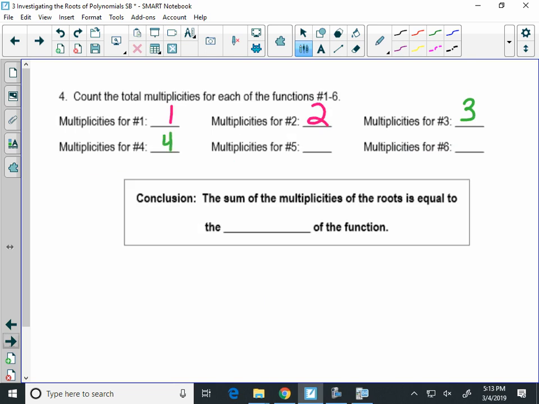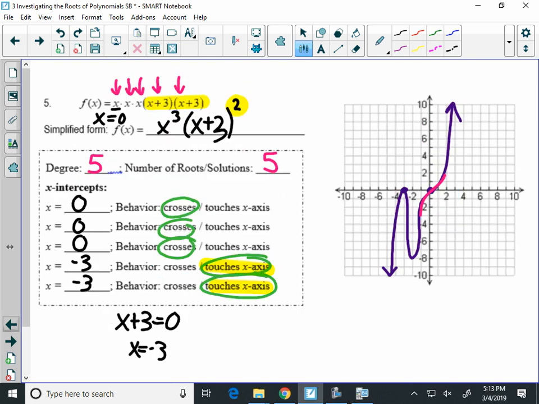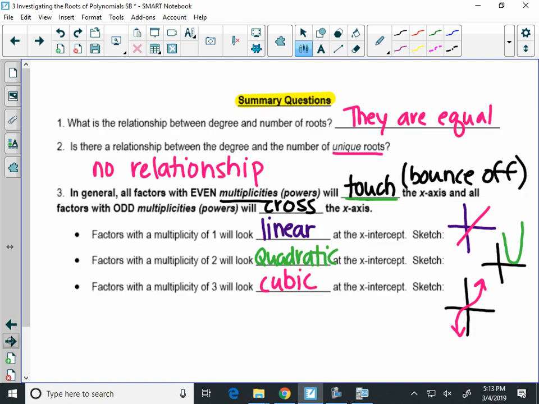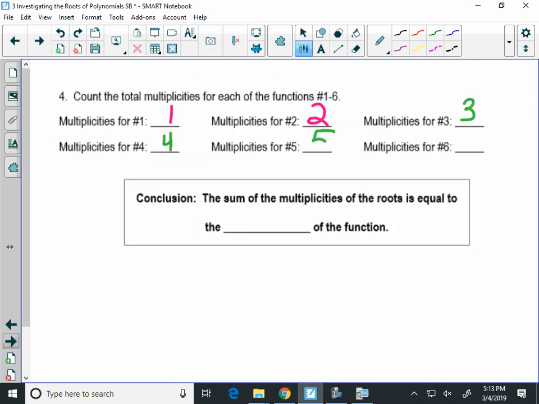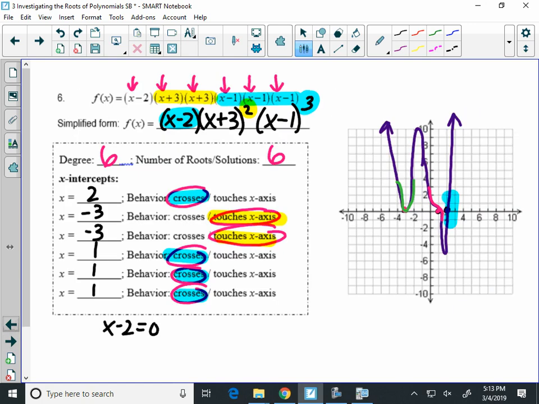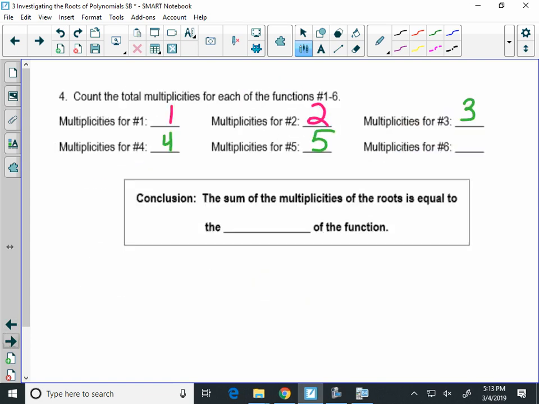All right, I think you're seeing the pattern here. For number 5, we have a 3 and a 2. That adds to 5, degree of 5. And for the last problem, we have a 1, a 2, and a 3, that's 6. Degree of 6. So, the big thing to know here is that the sum, adding up all of the multiplicities of every root in a polynomial, is equal to the degree of the function.